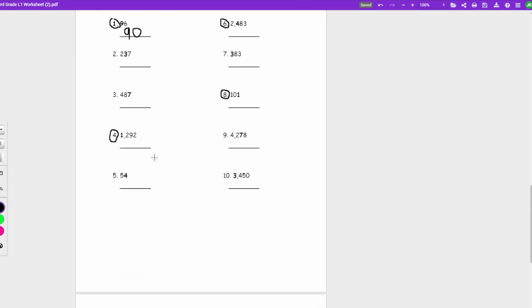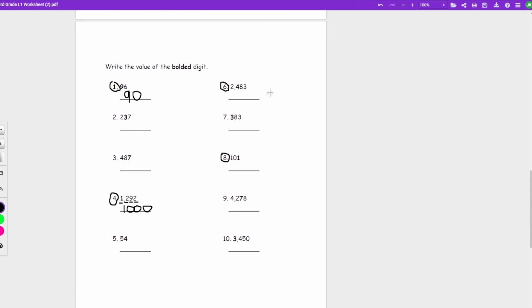For number 4, we're going to count up until the bolded number: ones place, tens place, hundreds place, and thousands place. And what's the number in the thousands place? 1. So we're going to write out 1000. Question 6, we're going to count up in places until the bolded number: ones place, tens place, hundreds place, and what's the number in the hundreds place? 4. So we're going to write out 400.